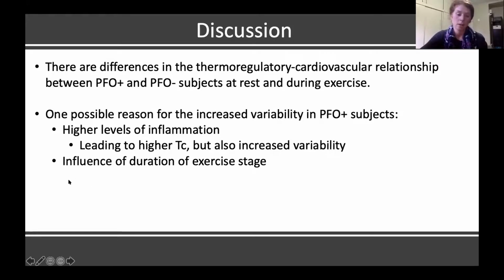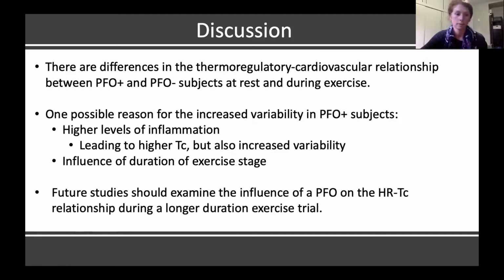There could also be the influence of duration of exercise stage. So they're all about 2.5 minutes long. So maybe if they had been able to reach steady state, we would have seen some different values. So future studies should examine the influence of a PFO on the heart rate core temperature relationship during a longer duration exercise trial. And that's it.